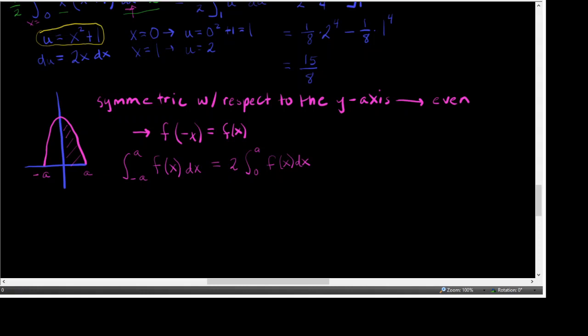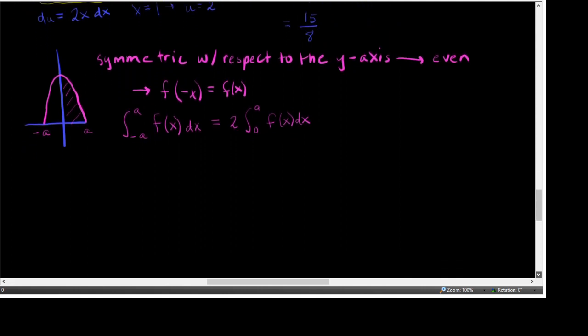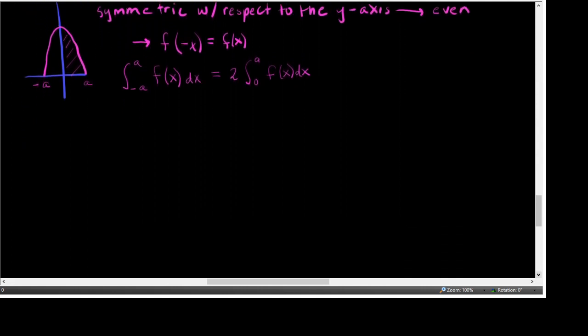And so we're going to be using that a lot in Cal 2, especially when we're doing polar things, because we're going to have to rely on symmetry a whole lot with polar things later. So that's a really good process to know. Now, the other thing that's possible is that the function you have is odd, which means that it's symmetric with respect to the origin.